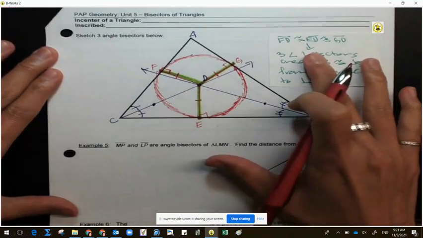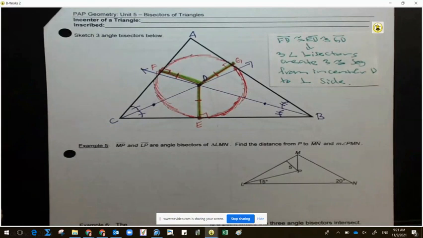So we know FD, ED, and GD have to be congruent because 3 angle bisectors will create 3 congruent segments from the incenter D to the perpendicular side. I should really say from the center D to the point on the perpendicular side. But I have the picture.